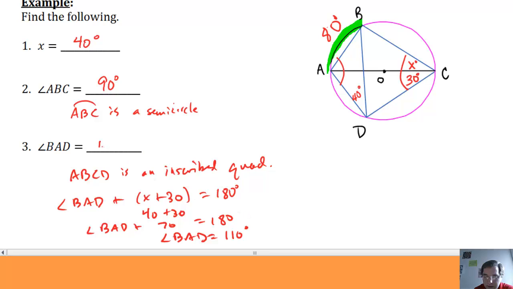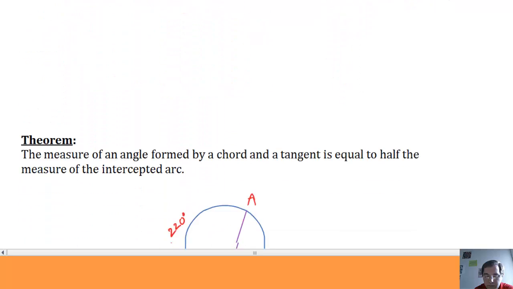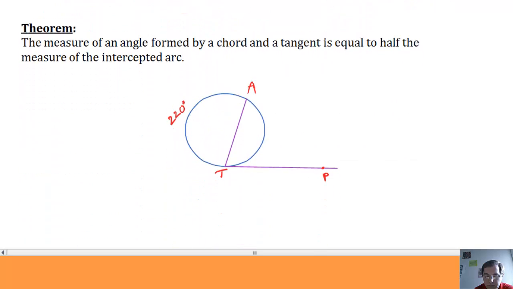And one final theorem. The measure of an angle formed by a chord and a tangent, so not 2 chords, is equal to half the measure of the intercepted arc. An inscribed angle is formed by essentially 2 chords. This is an angle formed by a chord and a tangent. And we don't have a name for that kind of an angle, but it turns out that its measure behaves the same way as the measure of an inscribed angle. The measure is equal to half the measure of the intercepted arc, just like an inscribed angle was.